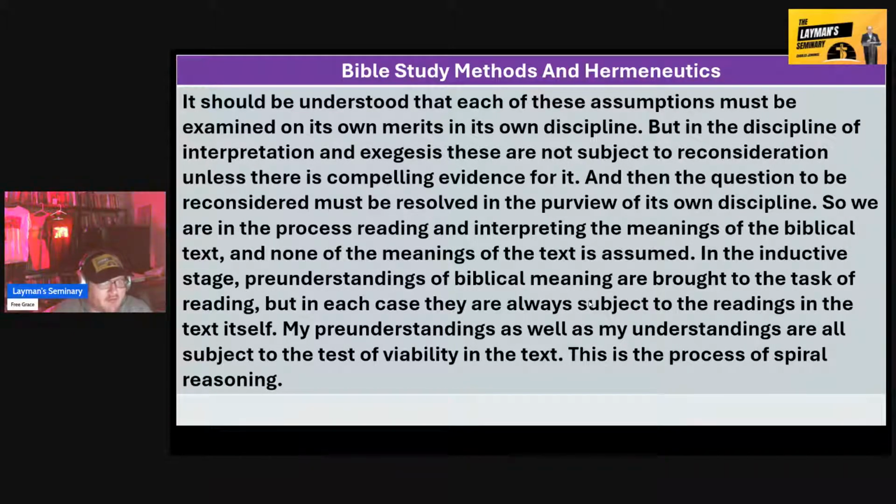So we are in the process of reading and interpreting the meaning of the biblical text, and none of the meanings of the text is assumed. In the inductive stage, pre-understandings of biblical meaning are brought to the task of reading. But in each case, they are always subject to the reading of the text itself. My pre-understandings, as well as my understandings, are all subject to the test of viability in the text. This is the process of spiral reasoning.